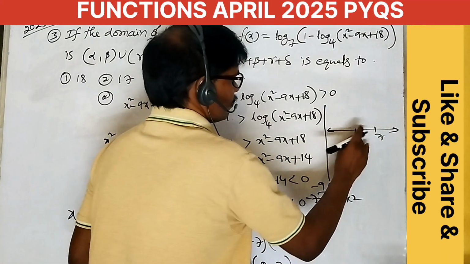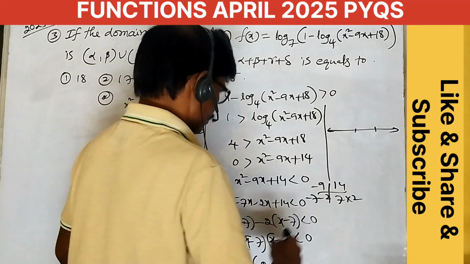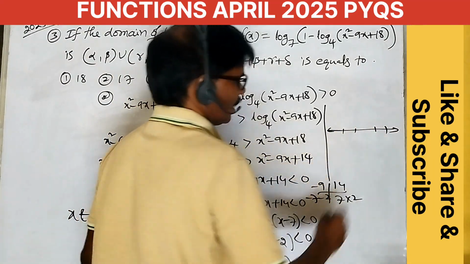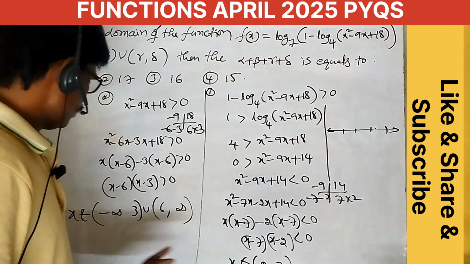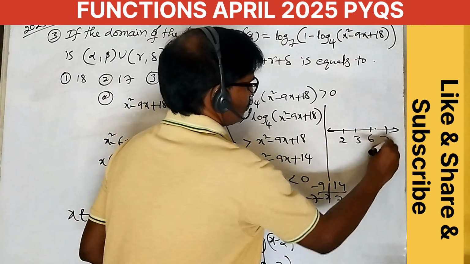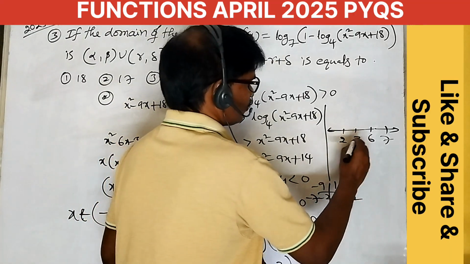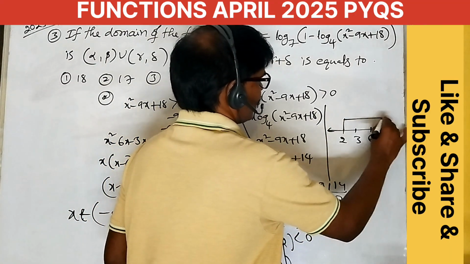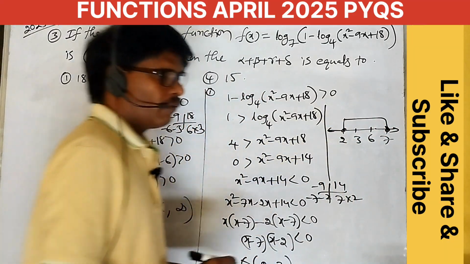Okay, right here. How many values are there here? 3, 6, 2, 7. Okay, 4 values. Means 2, 3, 6, 7. Okay, 2 to 3, and 2 to 7. These lie between 2 and 7. These are open, okay, open interval.